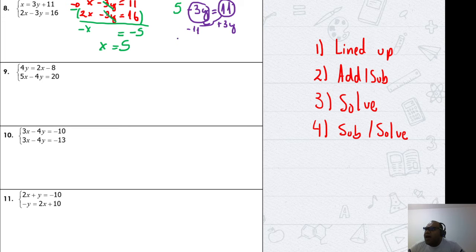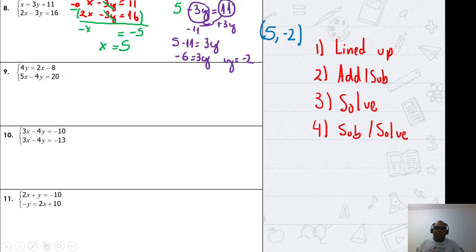Right now, 5 minus 11 equals 3y. 5 minus 11, guys, we work with negative 6, equals 3y. How many times does 3 go into negative 6? Yes, y equals negative 2. Here is the ordered pair, guys. The ordered pair we got over here is 5, negative 2. Here's the solution for this system.